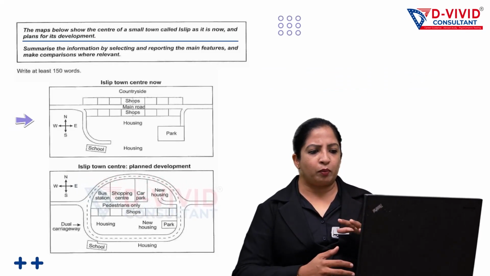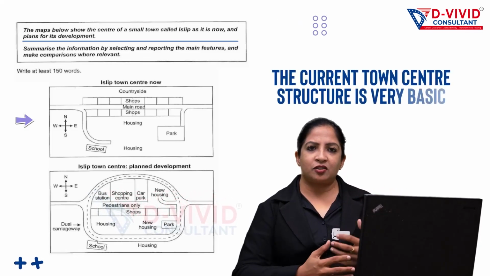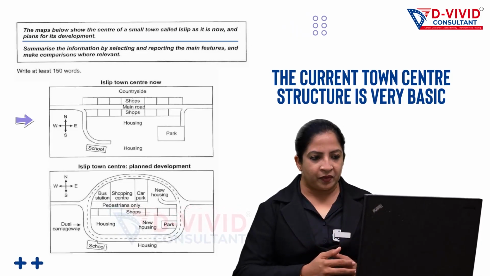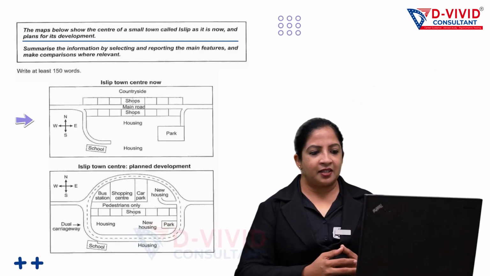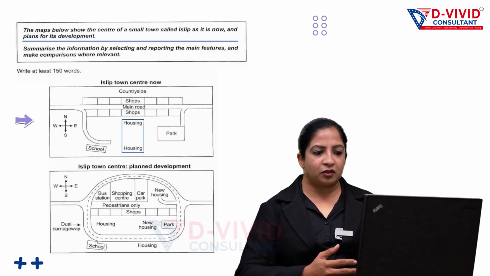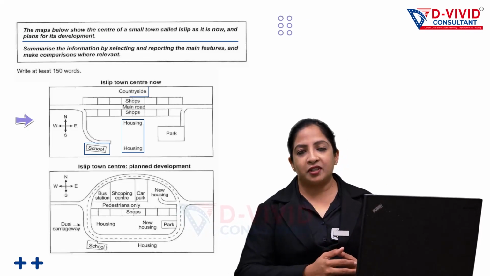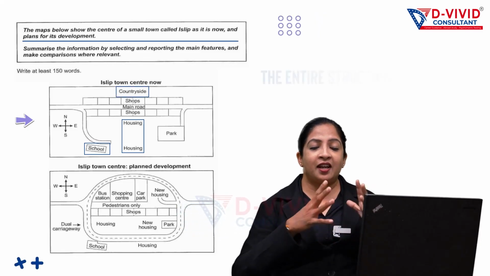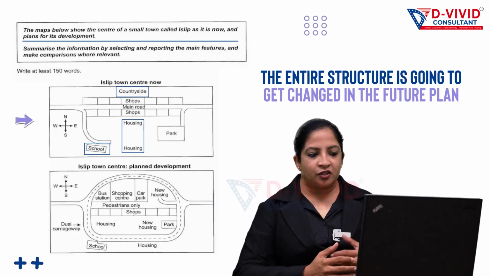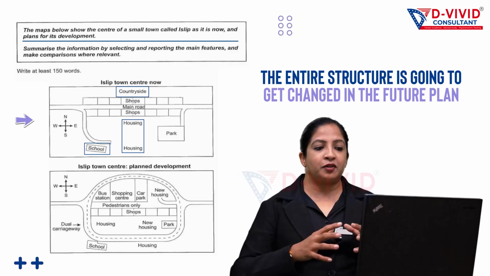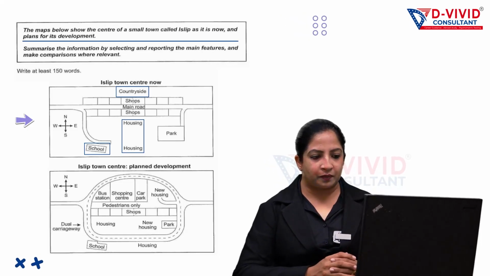if I have to observe the content for my overall, I can see that the current town center structure is very basic. It does not have many facilities, and more of the area is occupied by housing. There's also a school, and towards the extreme north there is a countryside, and the entire structure is going to get changed in the future plan. Just a couple of factors will remain as they are, specifically the school and the housing, which is towards the south.